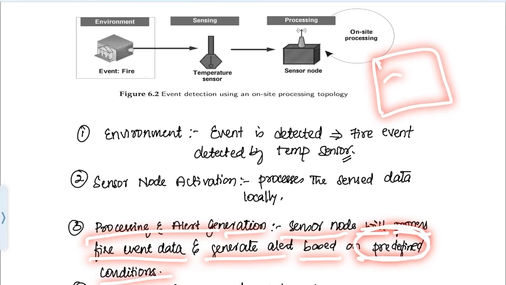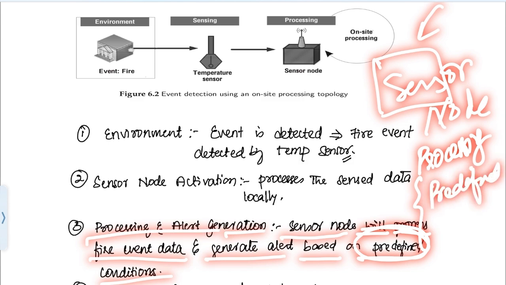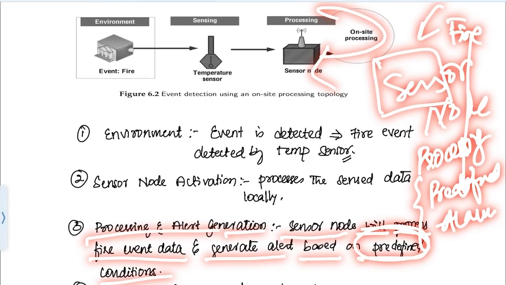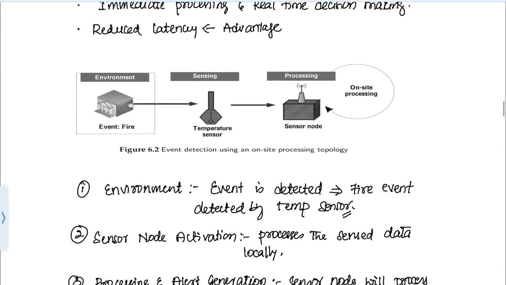So in that particular sensor node only, you will have the sensing element as well as the processing element also. Depending on the processing element, there will be predefined actions. That is, if fire is sensed, then turn on the alarm, something like that. Okay. So further action would be taken here. Further actions can take place. So this was about on-site processing topology.